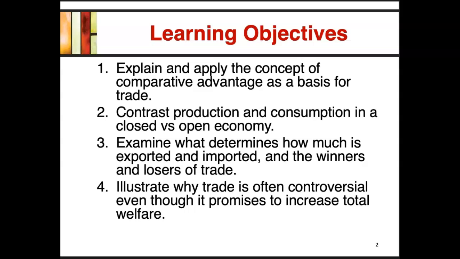So these are the learning objectives, and for me to understand a chapter, I always go through the learning objectives, making sure I cover every single part of it. You need to understand what comparative advantage is, which is really crucial. You need to know the difference between a closed economy and an open economy in terms of trade. We also need to know the winners and losers of trade, and then we need to look at trade policies: why is trade often controversial, and what are the policies that try to reduce trade. Those are the main key things I will focus on.